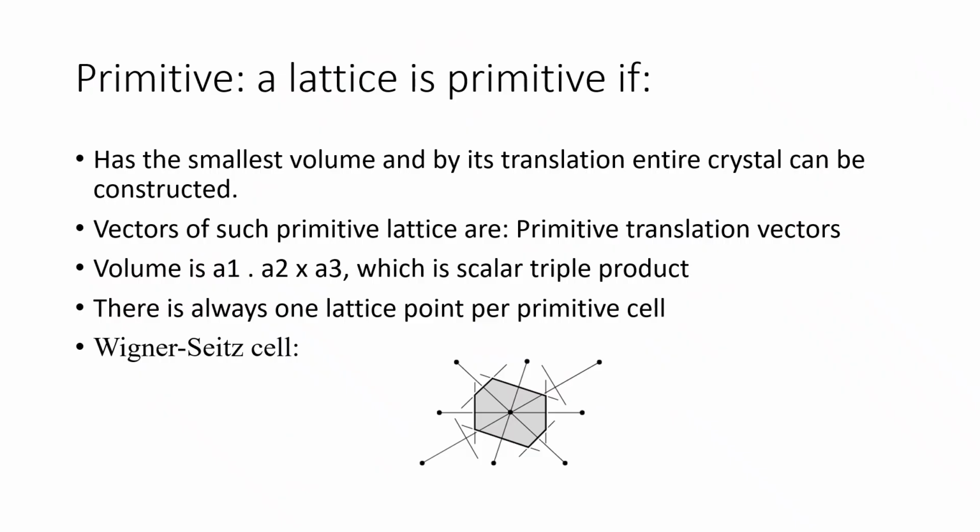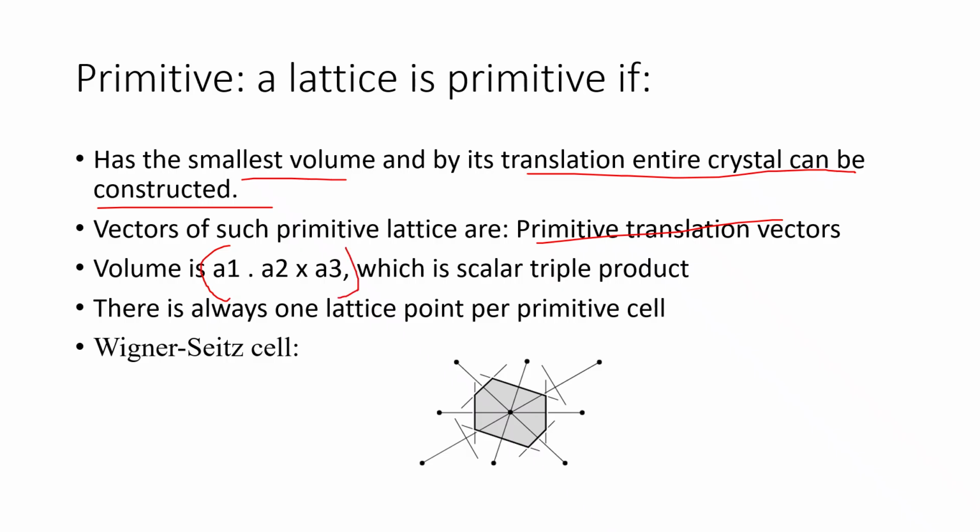Next, so what is a primitive? Here comes the formal definition. A lattice is primitive if it has the smallest volume and its translation can map the entire lattice. So by its translation, the entire crystal can be constructed, which is essentially you want to map each and every lattice point by this primitive. The vectors of such primitive lattices are primitive translation vectors, and the volume is a1 dot a2 cross a3.